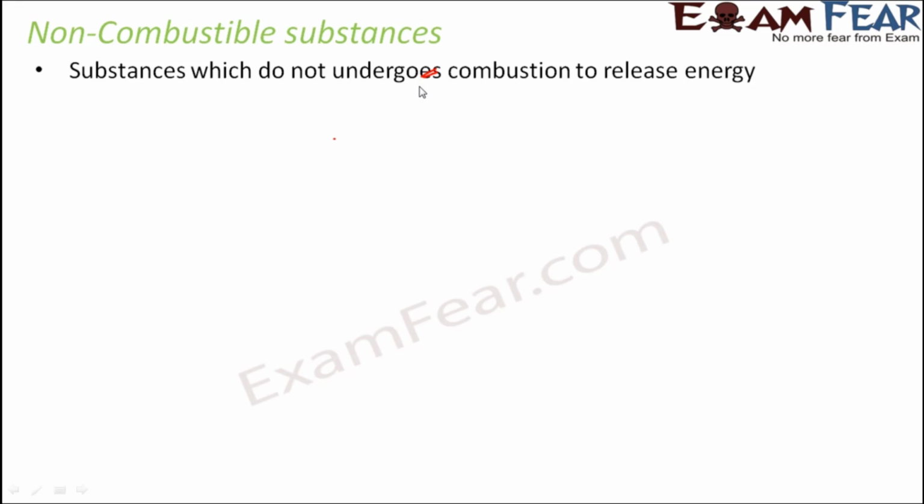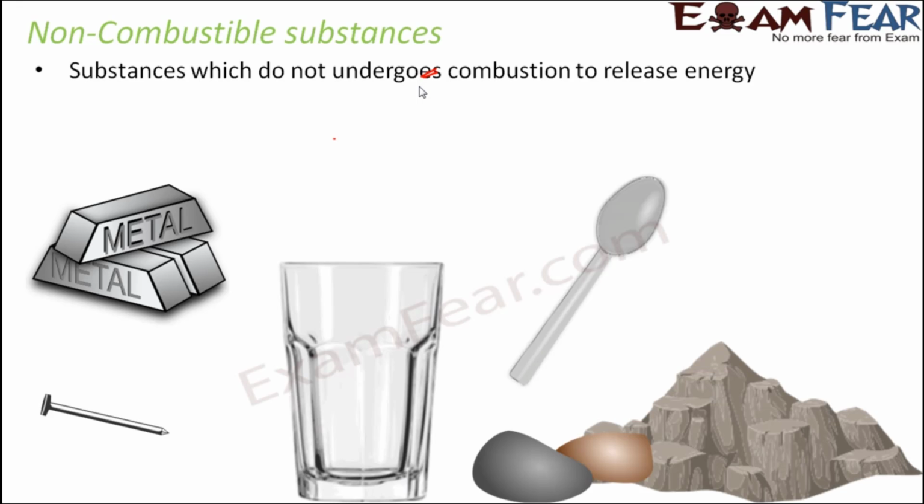Let us look at some examples. Most of the metals are non-combustible. Take a piece of iron, for example an iron nail. Even if you put it on fire, do you see that the nail burns? Nothing happens to the nail. The nail doesn't readily burn, so it doesn't burn easily. That is why it is non-combustible.